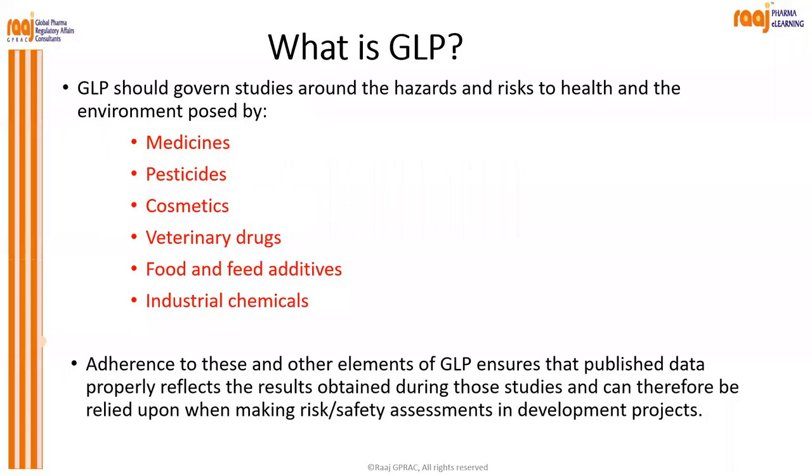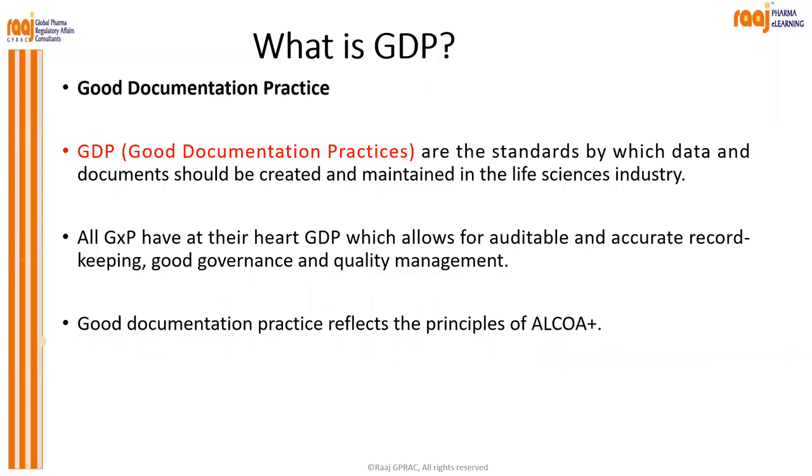GLP should govern studies around the hazards and risks to health and the environment posed by medicines, pesticides, cosmetics, veterinary drugs, food and feed additives, and industrial chemicals. Adherence to these and other elements of GLP ensures that published data properly reflects the results obtained during those studies and can therefore be relied upon when making risk and safety assessments in development projects. Now we have covered GMP, GLP, GCP, GAMP also, correct?